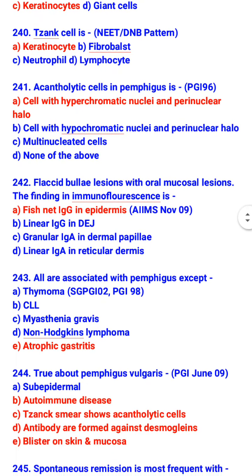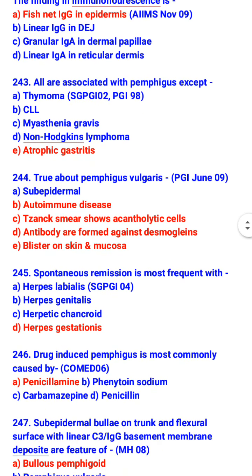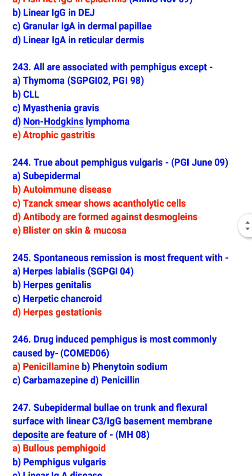Flaccid bulla lesion with oral mucosal lesion. The finding in immunofluorescence is fishnet IgG in epidermis. All are associated with pemphigus except atrophic gastritis. So thymoma, CLL, myasthenia gravis, and non-Hodgkin lymphoma are associated with pemphigus. True about pemphigus vulgaris, it is an autoimmune disease.